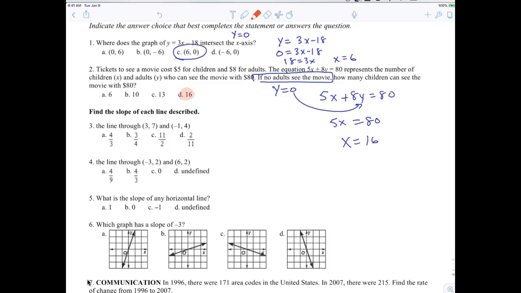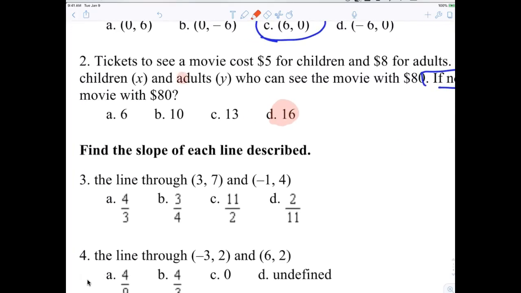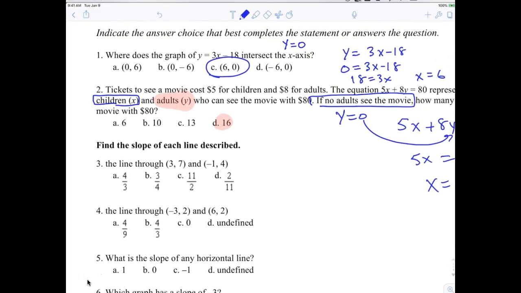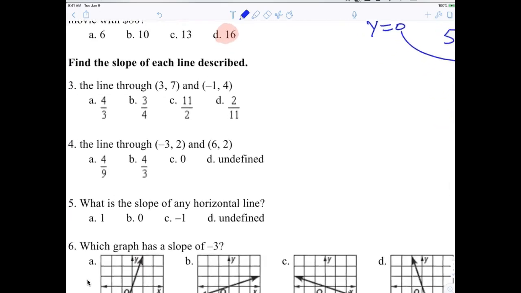Because it said over here, look, this is a good question. Adults is the y value. You with me now? And then it tells me the children are the x. And then you said that y is always 0. Well, if no adults go to the movie, then, okay. You with me? If I had said there are 3 adults, then you would have to plug 3 in for y.